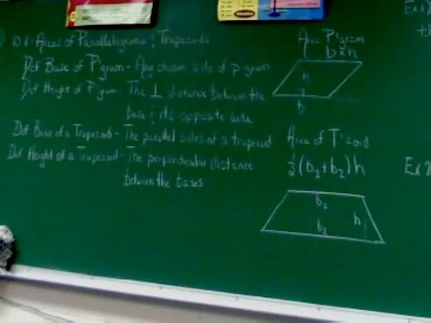Chapter 10, Section 1 is the beginning of the geometry chapters, and this section covers the area of parallelograms and trapezoids. Start with the definition of base of a parallelogram. Base of a parallelogram is any chosen side of a parallelogram.